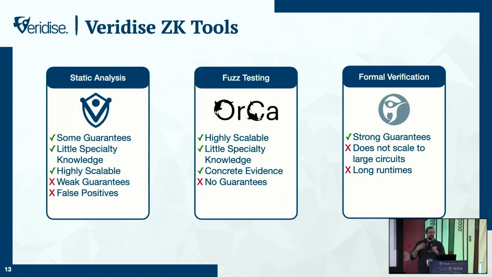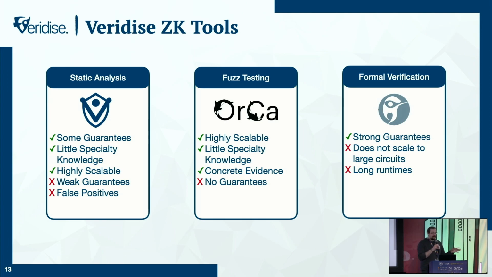Either way. So at Veridise, we've been developing tools. Each of these tools have different synergies that I'm going to talk about briefly. So static analysis comes with some guarantees in that it's going to look for particular patterns, and if it doesn't find those patterns, then that means that your circuit will not have those bugs. It also requires little specialty knowledge and is highly scalable.